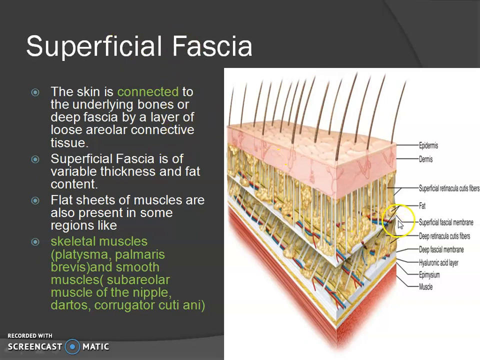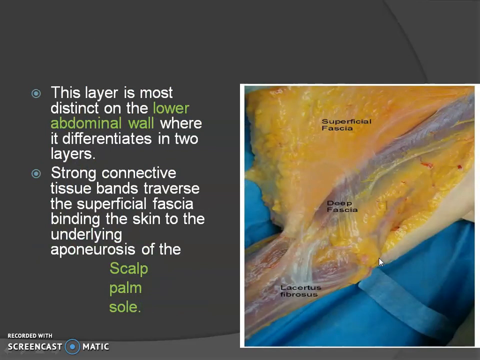So here you can see the superficial fascial membrane, which is the superficial fascia. This one is the deep fascia that we will be discussing in our next slides. This layer is most distinct on the lower abdominal wall, where it differentiates into two layers, fascia of Camper and fascia of Scarpa. Strong connective tissue bands traverse the superficial fascia, binding the skin to the underlying aponeurosis of the scalp, palm, and sole.